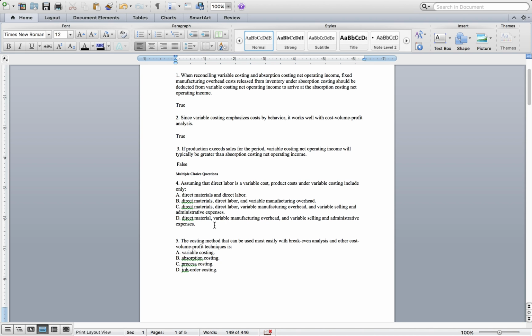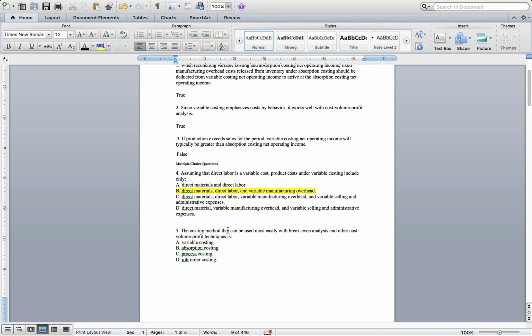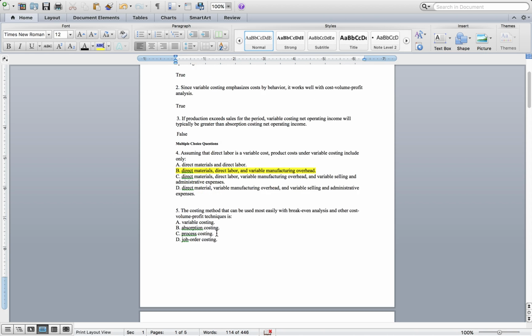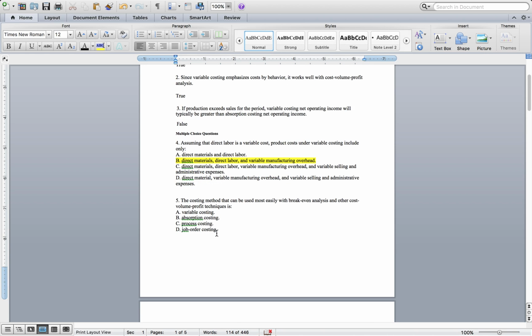Now it says, assuming that direct labor is a variable cost, product costs under variable costing include. And here, we know it's going to include our main costs: direct materials, direct labor. What they all tie together is you're always calculating direct materials, direct labor. The last one's going to be your manufacturing overhead. Remember, that's variable because overhead can depend. If you had a busy period, maybe not too busy this period, what's going on with the period? That fluctuates each period.